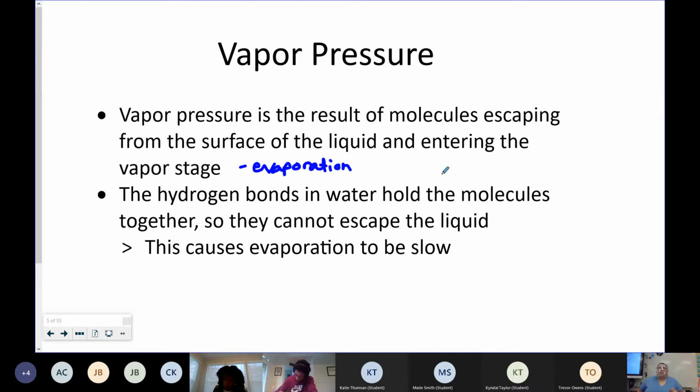I still have a few people writing, but remember and note that both of these unusual properties of water are due to hydrogen bonding. It's all about the water molecules being attracted to one another through hydrogen bonding that gives water a higher surface tension and a lower vapor pressure.